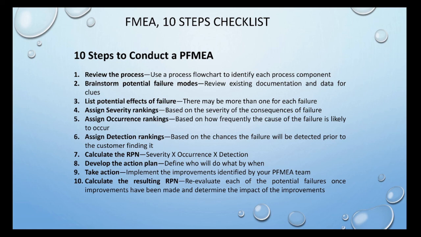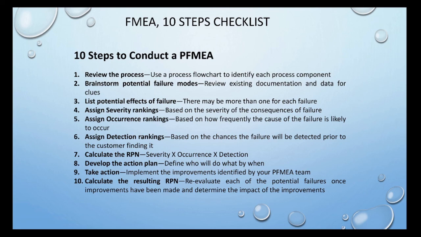The first one is you have to review the process currently practiced in that organization. The second is you have to brainstorm the potential failure modes. You have to think in a different way about what failure modes may arise related to the regular process work you follow in your organization. The third is you have to list the potential effects of failures. And the fourth step is to assign severity rankings for each happening. You have to determine what the severity level may be.